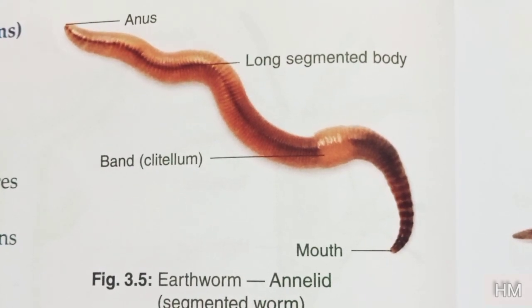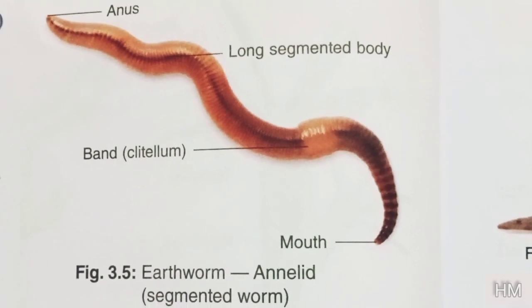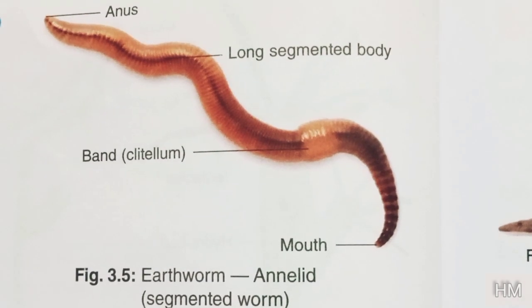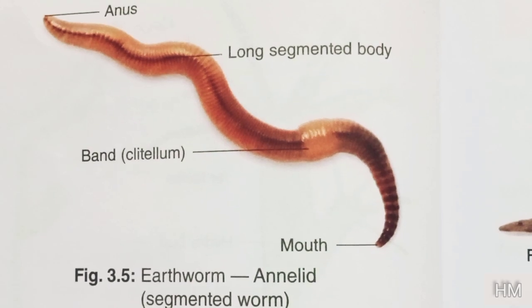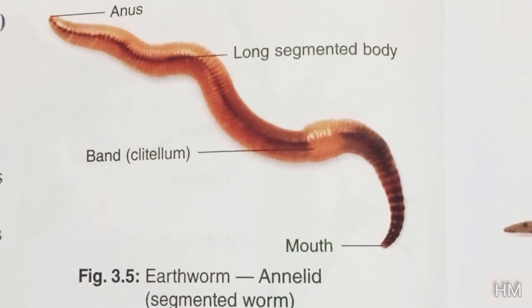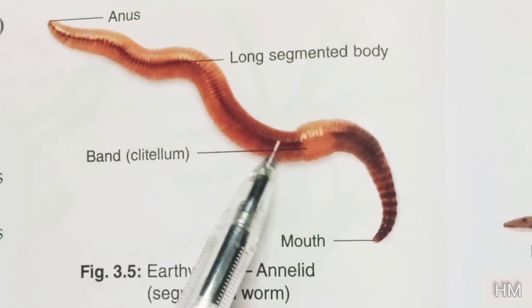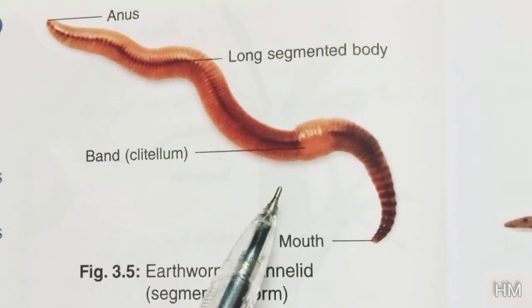Now what we learned in the phylum Platyhelminthes and nematodes is that they both were not having any structure for locomotion, but in the Annelida you will observe that the organisms have fine bristle-like structures, small bristle-like structures, which are helping them for locomotion.